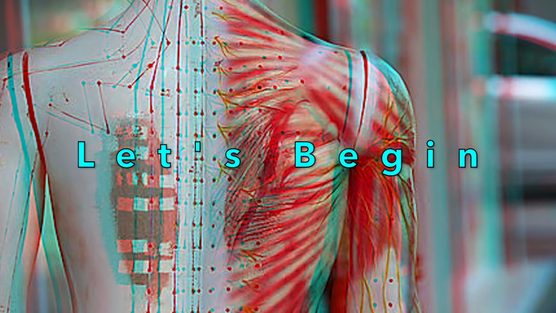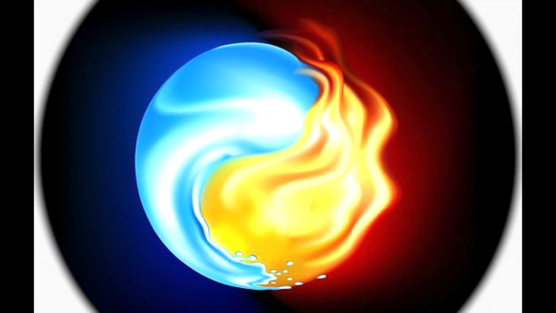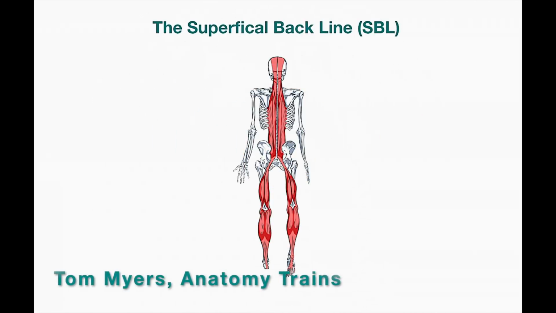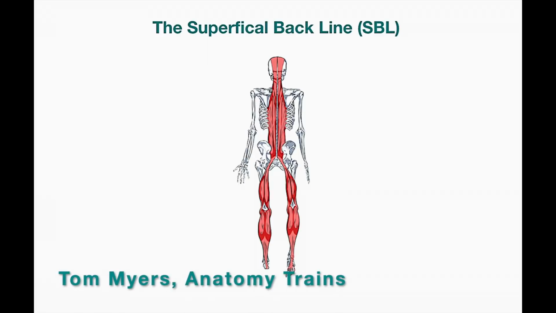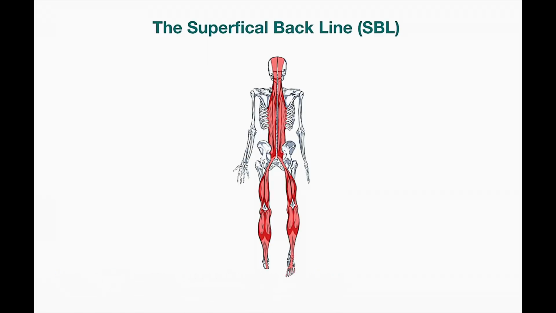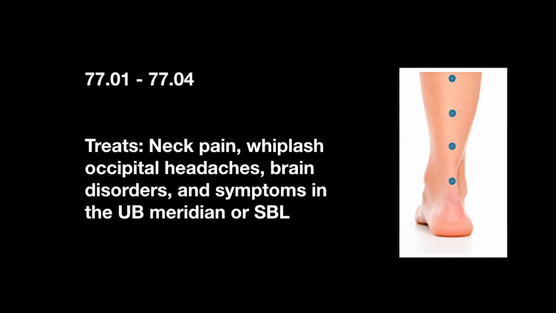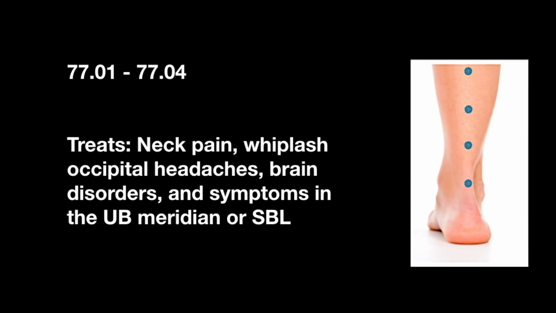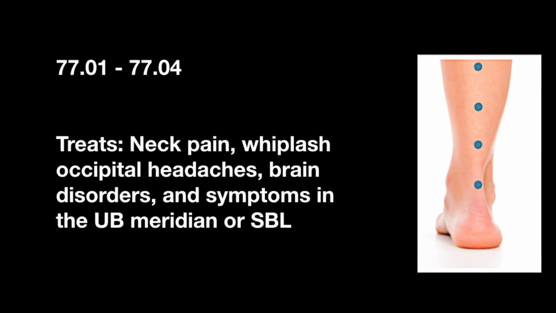Let's begin by taking a look at what is known as the superficial back line. And this is a term coined by Tom Myers, who wrote the book Anatomy Trains. For our purposes, we want to consider the Achilles tendon points, 77.01 through 77.04, because they're on this fascial line. Now, these points are known to treat neck pain, whiplash, occipital headaches, brain disorders, and symptoms in the urinary bladder meridian or the superficial back line.